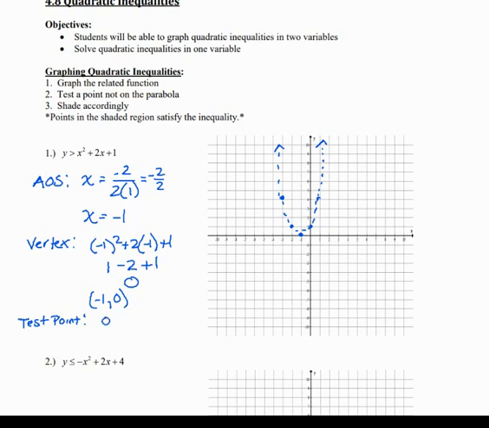This would be saying, is 0 greater than 0 squared plus 2 times 0 plus 1. Again, I'm taking the test point of 0, 0, plugging it into the inequality. And this is 0 greater than 1, false. So that means the origin is not part of our solution. So our shading is everything within the parabola. So there is the graph. If I asked what some solutions would be, it would be any ordered pairs in that shaded region.